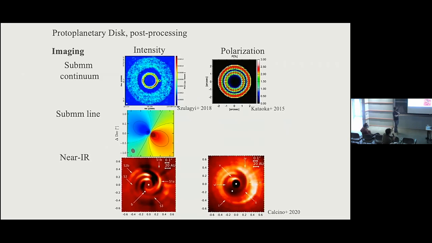One slide is about imaging, kinds of post-processing. We could get images out of them. Another one is SED and the lines. So in the imaging, we can do sub-millimeter continuum, as Judy showed, and sub-millimeter line observation, ALMA kinematics, and then near-infrared observation. These on the left are all intensity, full intensity.